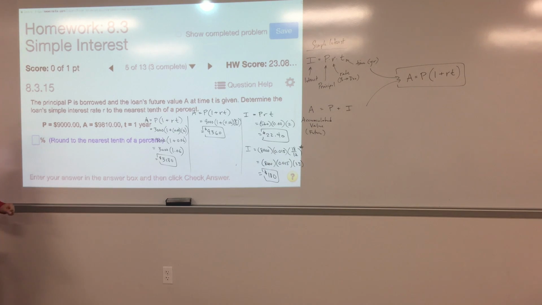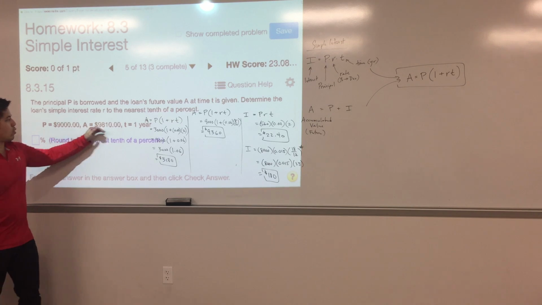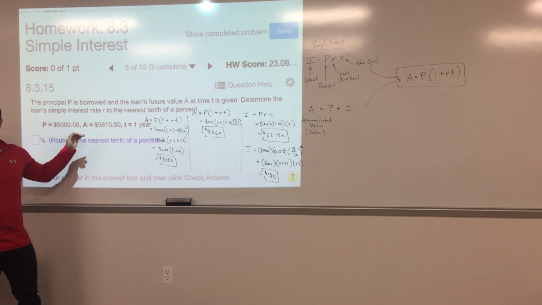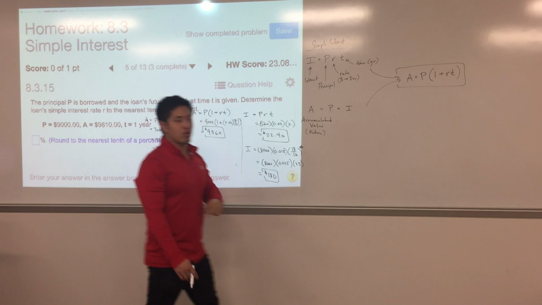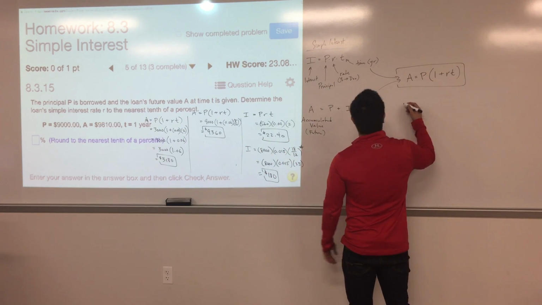Well, let's take a look here. This problem says the principal P is borrowed and the loan's future value is given at time T. This is the first time they've given you this, isn't it? It looks like we're missing what? What are we missing? The interest rate. But that's what they're looking for. So how do we do this? Well, just put in the pieces and let's go solve it.